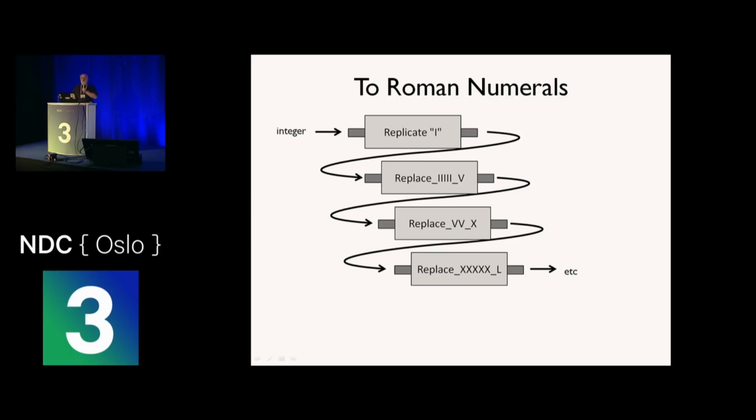So again, we have these little bits of railway track. The way we're going to do it is, we're going to start by replicating it however many times, and then we're going to replace 5 I's with a V, and replace 2 V's with an X, and replace 5 X's with an L, and so on and so forth. All right, so that's the design.